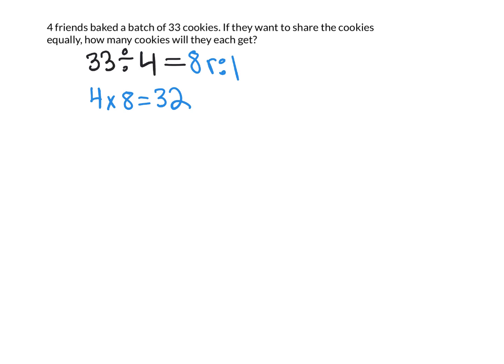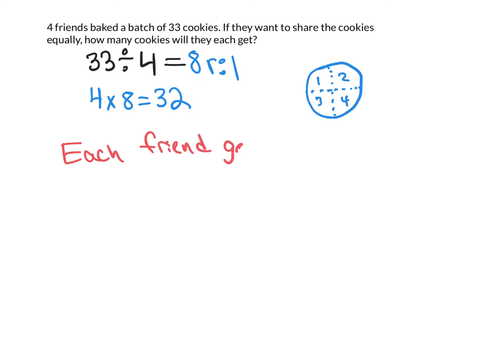I think that a cookie is something that could easily be split into pieces, right? If this is your extra cookie over here, you could very easily cut that up into 4 pieces, and each of the friends gets another piece. So my sentence for this one might be each friend gets 8 1/4 cookies. So as you can see, it's a different answer when you think about it in the terms of cookies.